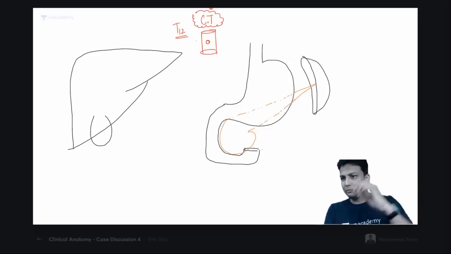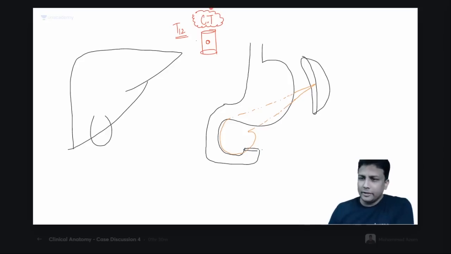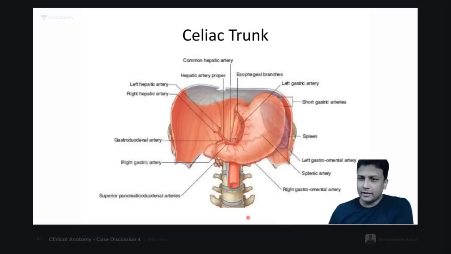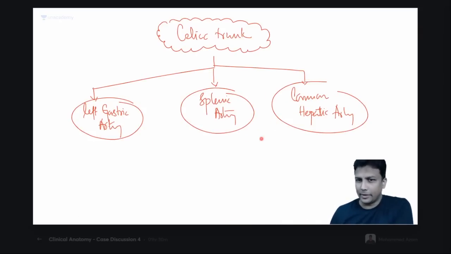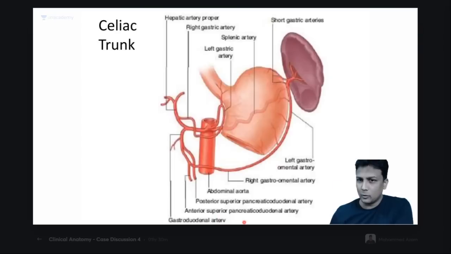Now comes the main important topic here. Okay, for today. Let's get started with all the branches given by celiac trunk. I already made you write down there. Celiac trunk will be giving like these 3 major branches there: left gastric artery, and the splenic artery, and the common hepatic artery. Let us take all of them like one by one. First, let's start with the left gastric artery. Let's do all of them one by one.